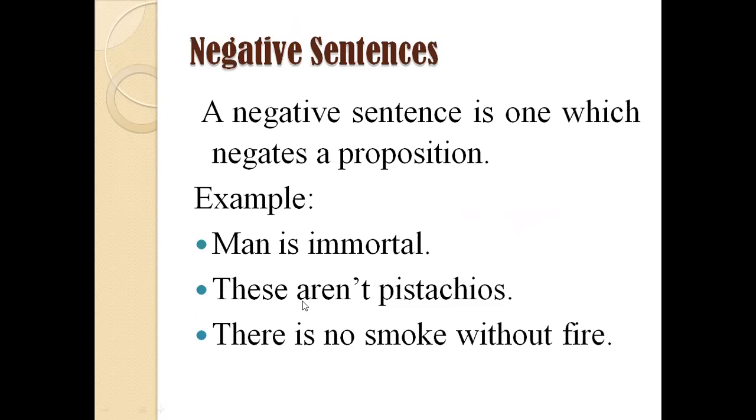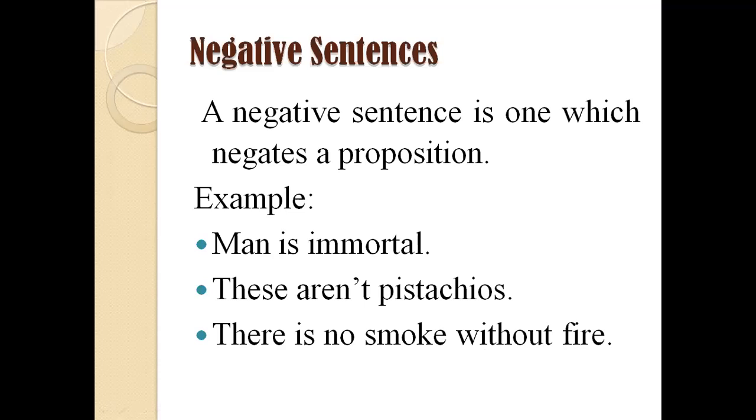Next, these aren't pistachios. Aren't, are not. So no, not, never. These are all negative words, isn't it? So if they are there in the sentence, they form negative sentences. See, these aren't pistachios. Similarly, there is no smoke without fire. Okay, these are some examples of negative sentences. Clear?